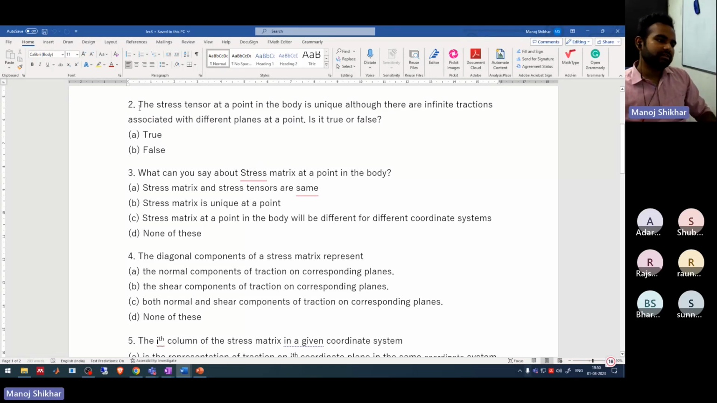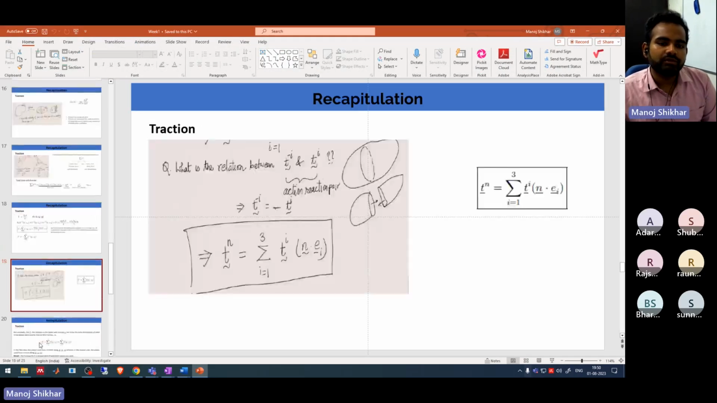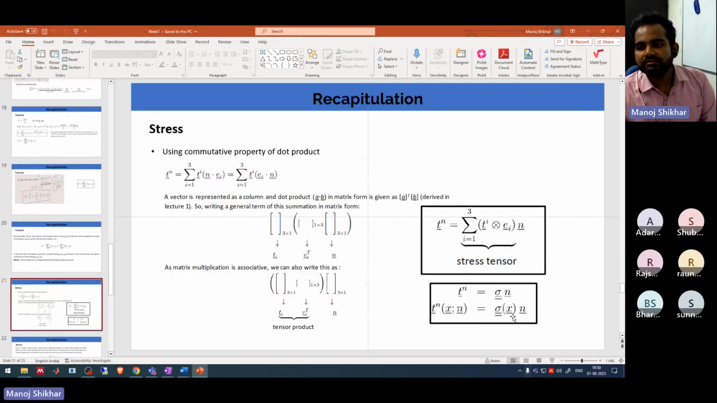Okay, so this question I prepared from lecture 3. The stress tensor at a point in the body is unique, although there are infinite tractions associated with different planes at that point. Is it true or false? It is true, because the stress tensor, as you saw in the expression, depends upon the point only. You can see here sigma into n. So there will be different tractions depending upon different planes you are considering, but the stress tensor at a point will be the same. So the answer is true.